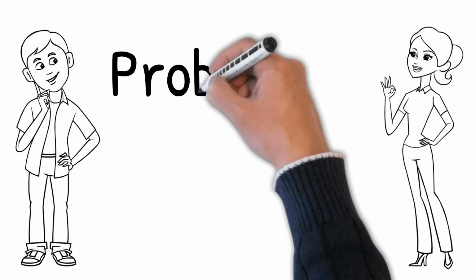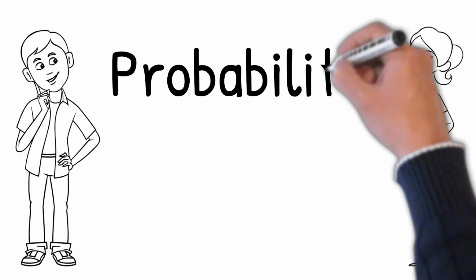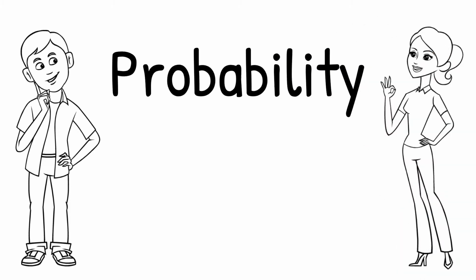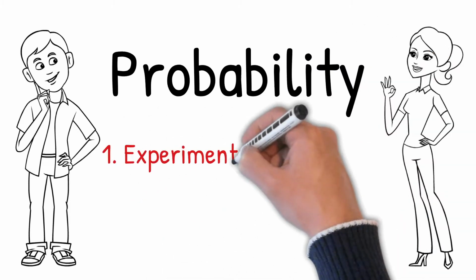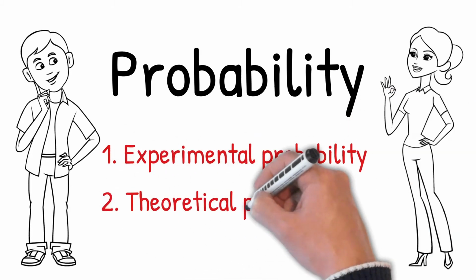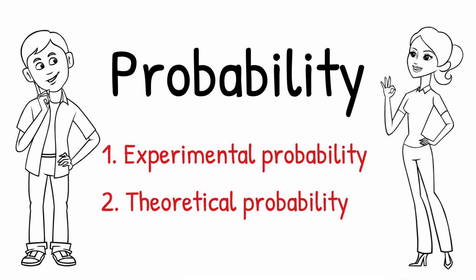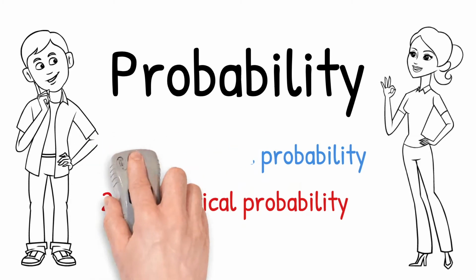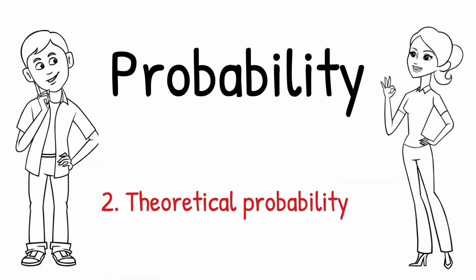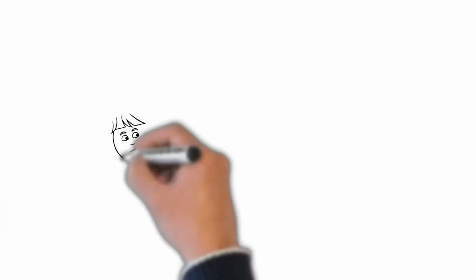Today we'll continue our lesson for probability. As I mentioned before, we have two types of probability: experimental probability and theoretical probability. We talked before about experimental probability. In this lesson we will talk about theoretical probability. Let's start.